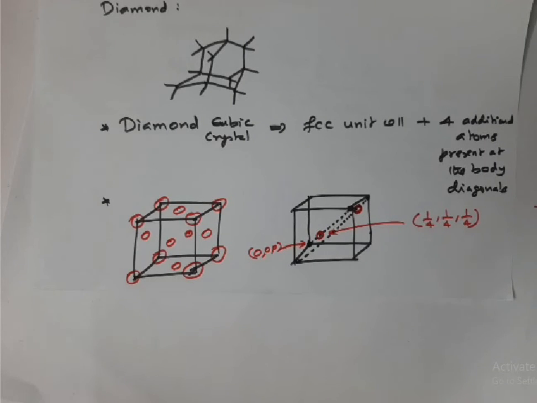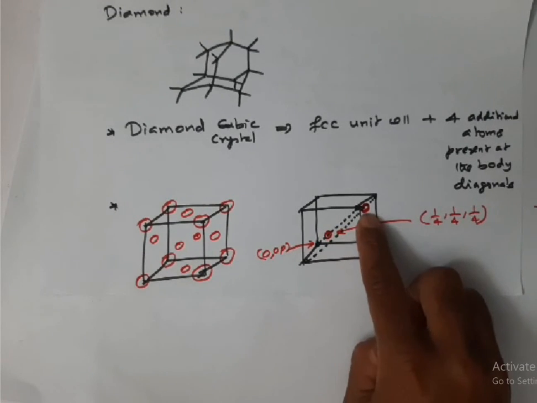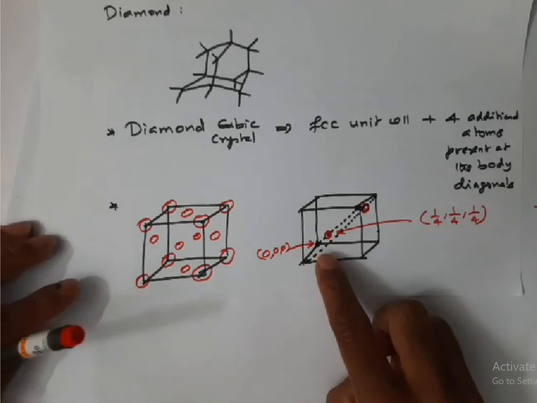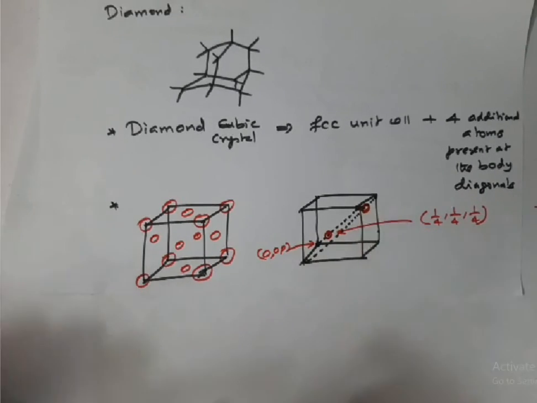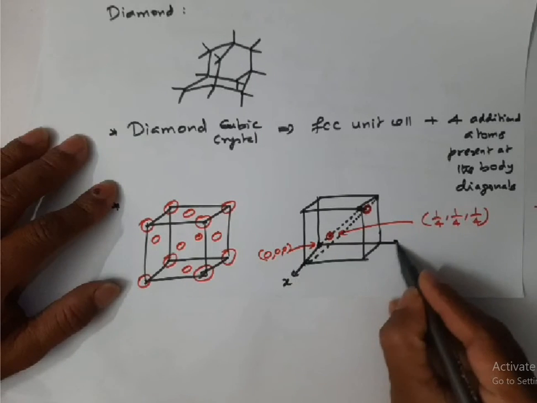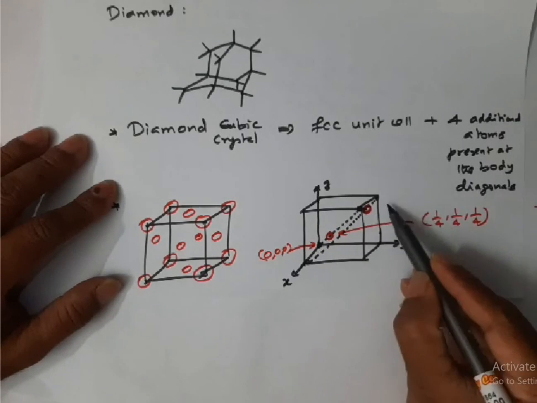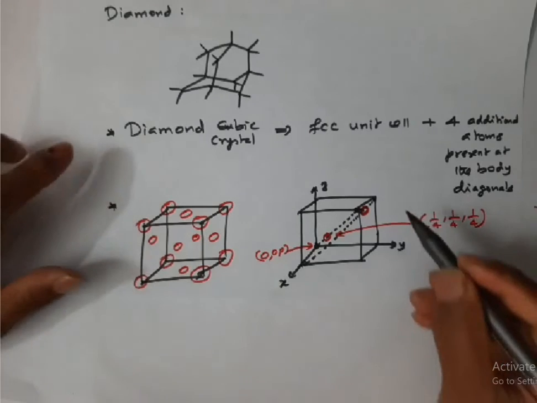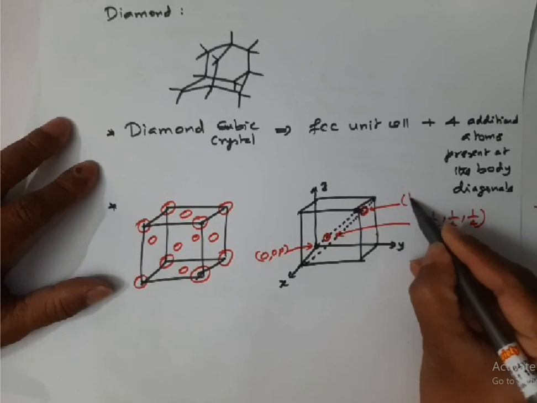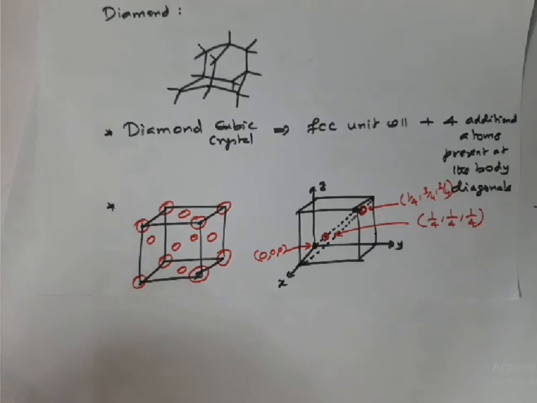So this atom has an X value of 1 by 4. See, this is the X axis, this is the Y axis, this is the Z axis, so that you can easily understand. Suppose I fix it like that, then this atom is present with X value 1 by 4, Y value 3 by 4, and Z value also 3 by 4. So that is the position of the second carbon atom.